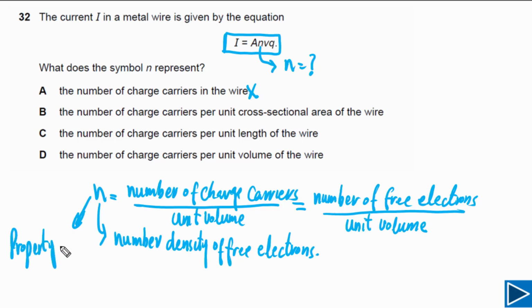So this is a property of the material. It depends on the material, and N is different for different materials, or you can say different for different metals. The number of charge carriers per unit cross-sectional area, this is also not true. The number of charge carriers per unit length, this is also not true. The number of charge carriers per unit volume, this is true. So our answer for this question is D.